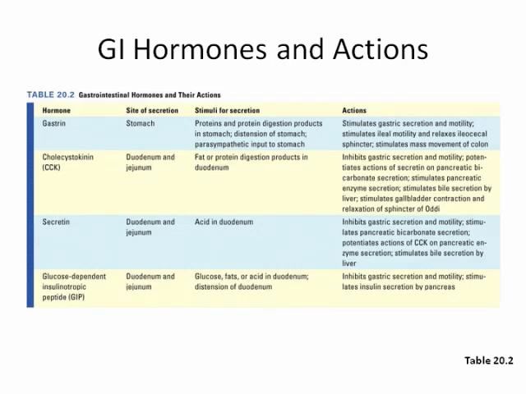So let's take a look at the hormones. This table 20.2 in your textbook lists the four major hormones, that is gastrin, cholecystokinin, abbreviated CCK, secretin, and glucose-dependent insulinotropic peptide. We'll talk about each of these individually. Gastrin is secreted in the stomach, and the stimuli for secretion are proteins and protein digestion products in the stomach. So gastrin release is initiated in part by chemical stimuli, as well as physical distension of the stomach and parasympathetic input to the stomach. The actions of gastrin are to stimulate gastric acid secretion and motility, to stimulate ileal motility and reflexes of the ileocecal sphincter, and to stimulate mass movement of the colon.